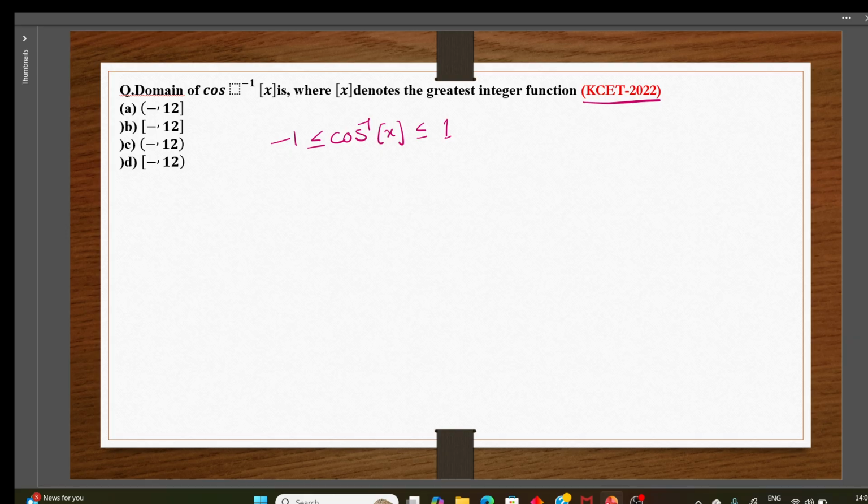So greatest integer of x means the solution is minus 1 less than or equal to cos inverse of x less than 2. Okay, so this is the value we get. Minus 1 less than or equal to cos inverse of x less than 2. So we get minus 1 less than or equal to x less than 2, meaning closed interval minus 1 to open interval 2. This is the answer. Clear?